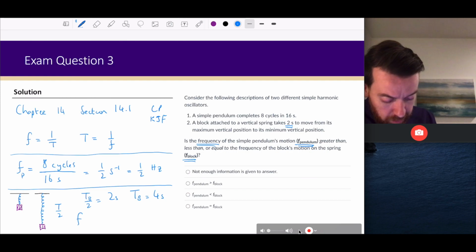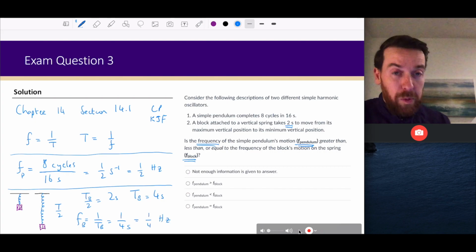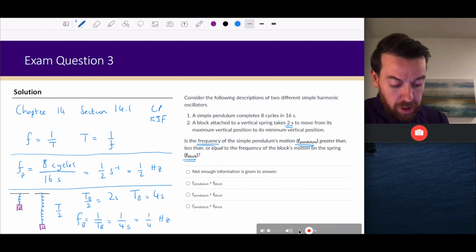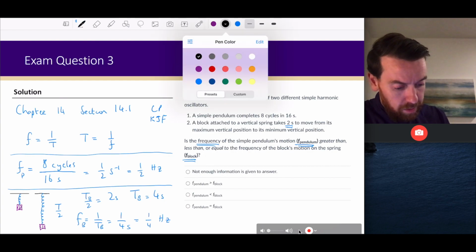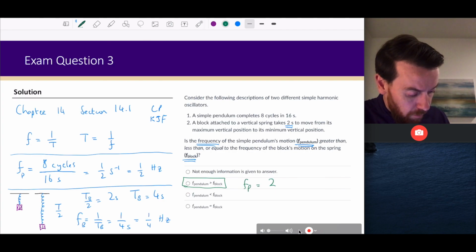So then the frequency, of course, of the block is 1 divided by the period, which is a quarter of a second. It's a quarter of an inverse second, sorry. So 1/4 hertz. So we can see the frequency of the pendulum is twice as large as the frequency of the block. So the correct answer is F pendulum is greater than F block, and we could actually make this an equality and say that F pendulum is equal to 2 F block.